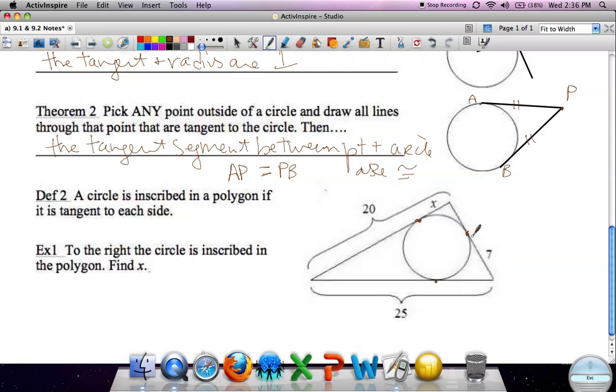Well, and they're tangent. So if this is 7 from here to here, this has to be 7 from here to here, right? Because these are tangent and they meet at one point, and these two are congruent. If this is 7, this whole distance is 25, this has to be left over at 18. And again, this one and this one are congruent, so this also has to be 18. Thus, the answer here is x equals 2.